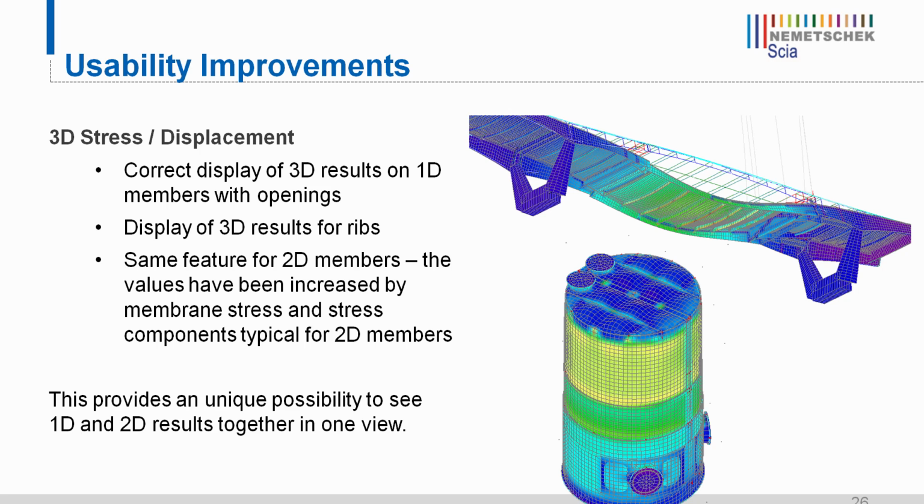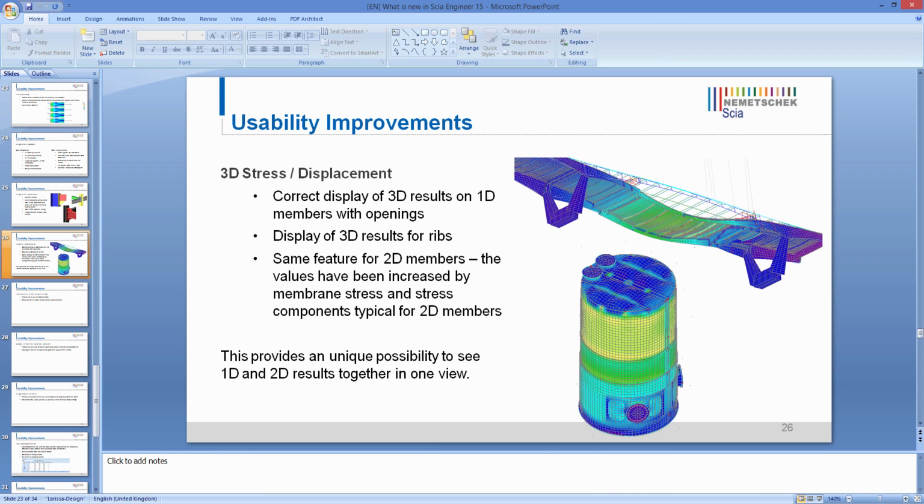The values have been increased by membrane stress and stress components typical for 2D members. All this together provides a unique possibility to see 1D and 2D results together in one view. Engineers can display global deformed structures and obtain a clear view of the behavior of the structure. As you can see in the images attached, this is really a nice view of the behavior of elements. I can show you this also in our example of the plastic beam.